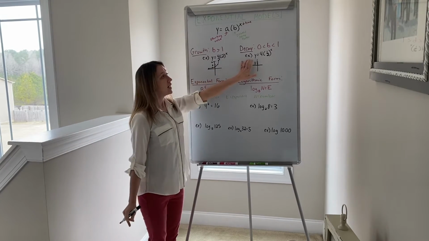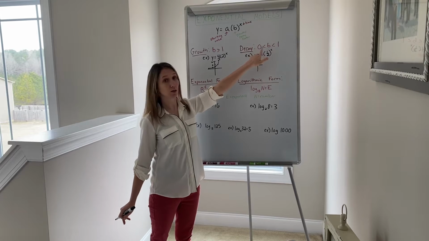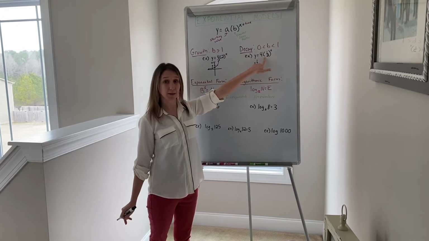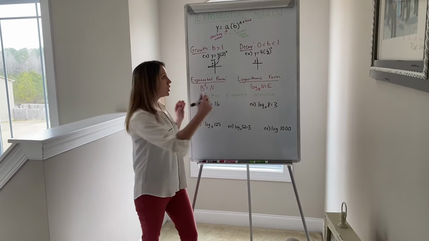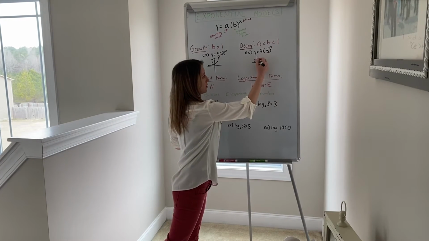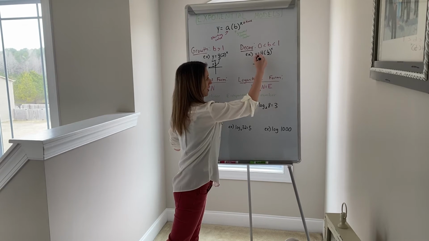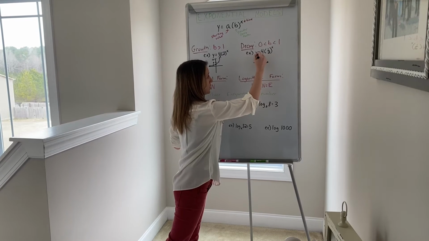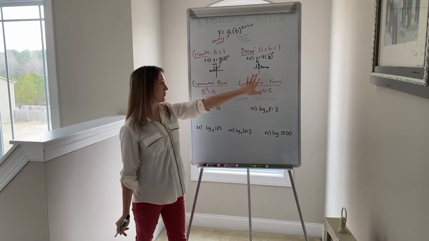Now decay, if you have something that's a decay factor, that is a number between 0 and 1. So like 1/2, that means we're multiplying by 1/2 every time, so we're getting smaller. So for this one, if we start at 4, and then we take a half of that, that would be 2, and then 1, and then it would go down from there. And so you can see if you have an exponential decay, the graph is going down from left to right.